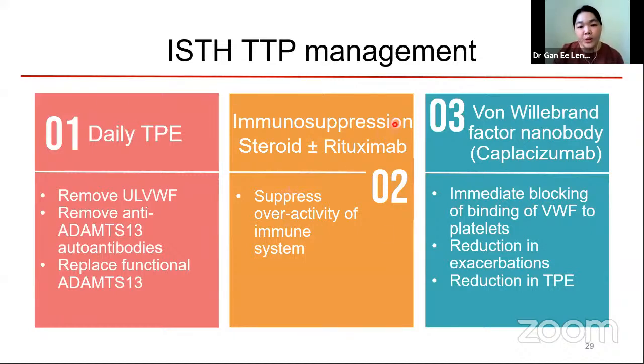We need immunosuppression like steroid plus or minus rituximab, suppressing the overactivity of the immune system. And we have a new thing called caplacizumab, which is an anti-von Willebrand factor agent that causes immediate blocking of the binding of von Willebrand factor to platelets. This was shown to reduce exacerbation and reduce TPE. Let's go through them one by one.